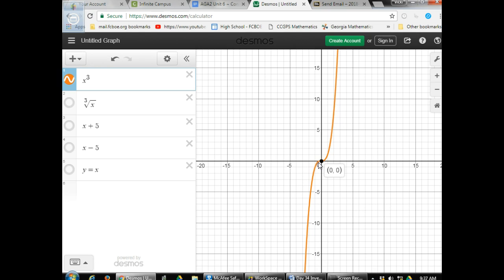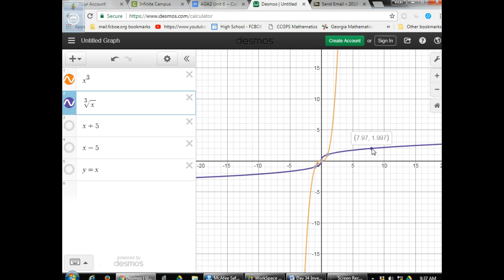And the same thing on the left side. So (-1, -1), (-2, -8). And we know that for the cubed root function, pretty much the x and y values are exchanged. And we talked about that in class just a little bit, but I wanted to show you this.